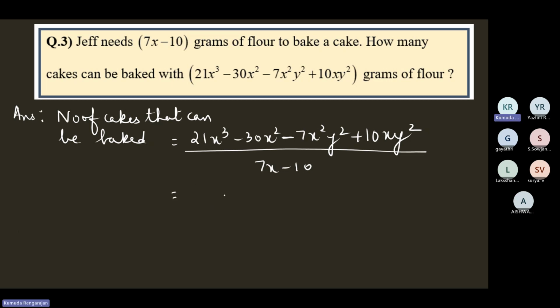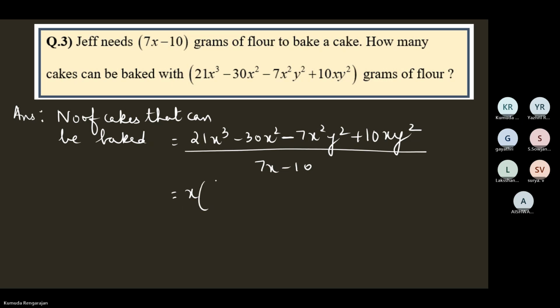So you can also work by taking out x common first. All the four terms have x in common. 21x cubed, 30x square, 7x square y square, 10xy square. So the first term has x cube, the second term x square, the third term x square, the fourth term x. So the least power is x. Between the numbers, 21, 30, 7, 10, the HCF is 1. There is no y in all the terms. You can see this variable x in all the terms, and the least power is x.